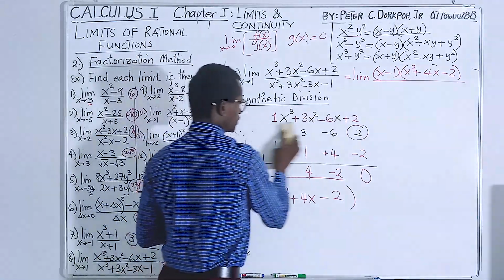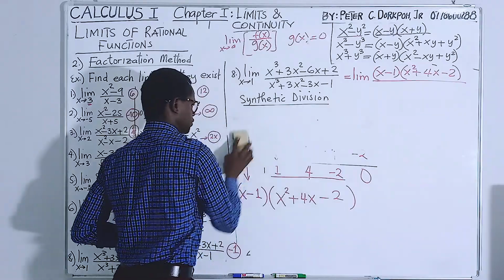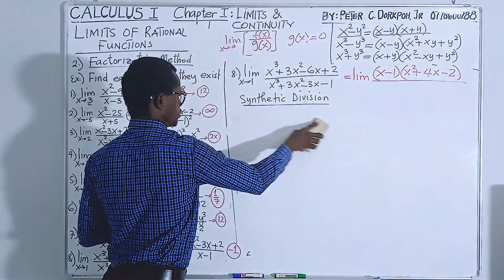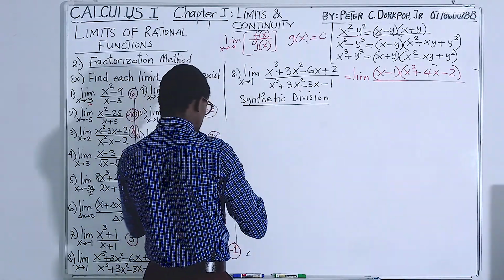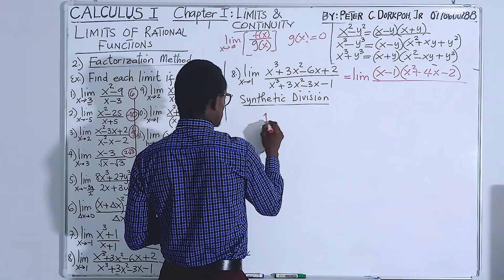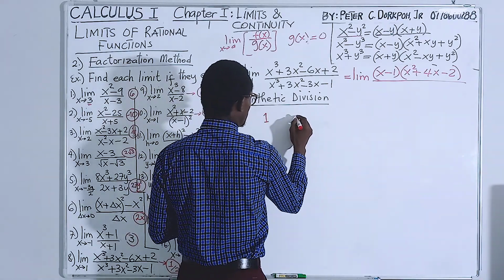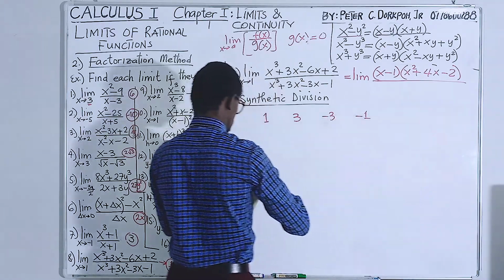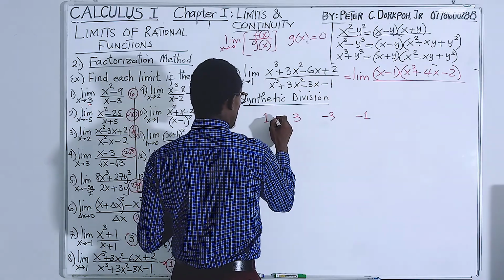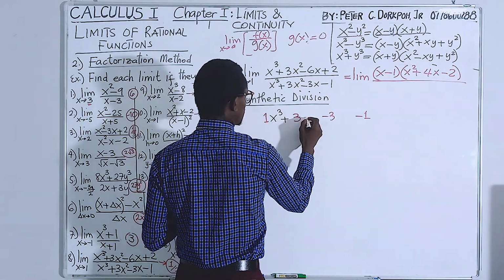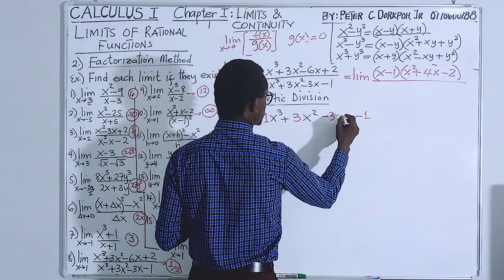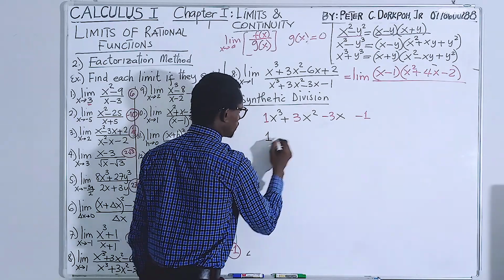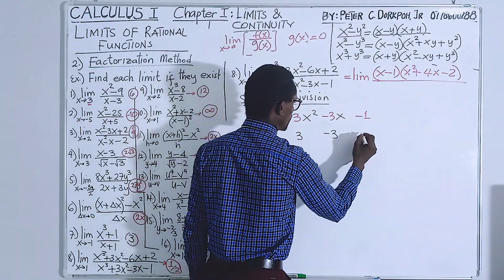Now let's see the denominator. So I'm erasing. Let's see the denominator expression also, whether we can factorize it. So again, we apply the synthetic division. We have 1, we got 3, we got -3, and we got -1. So now this is 1x cubed plus 3x squared minus 3x minus 1, where these coefficients are 1, 3, minus 3, and minus 1.